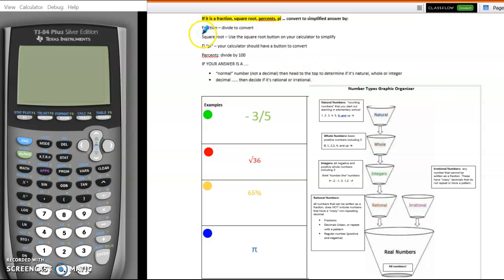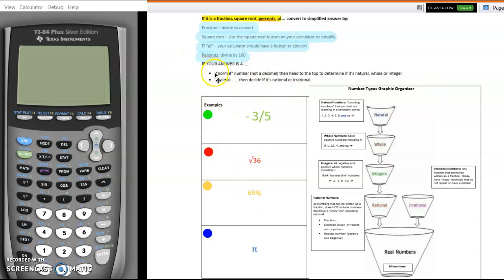If we're looking at a fraction, we're going to divide to convert that number to make a little bit more sense of it. If it is a square root, we have a square root function on calculators, so we can put that right into the calculator using the square root button and simplify it. Pi is a famous type of number, but we can also use the button on a calculator to convert it. And last but not least, percents. When we are looking to convert percents, we're going to divide that number by 100. So let's shoot down to some examples.